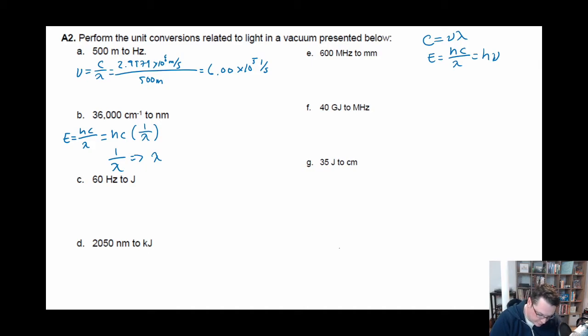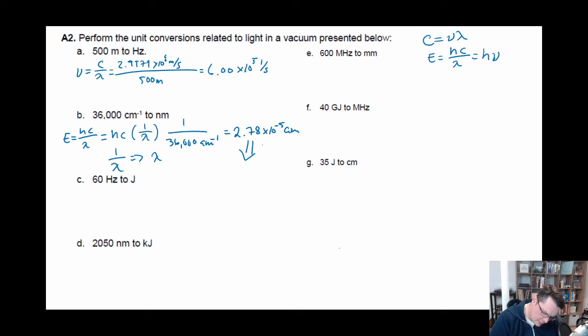And then you just simply have to go from there. So if you have 1 over 36,000 reciprocal centimeters, that ends up equaling 2.78 times 10 to the negative 5th centimeters. That's the relationship there. So that wave number is equal to a photon at 2.78 times 10 to the negative 5th centimeters. And so then all you have to do is convert centimeters into nanometers in these cases.